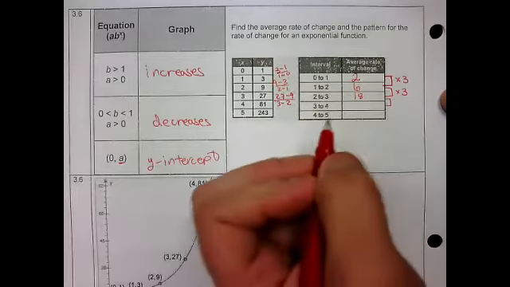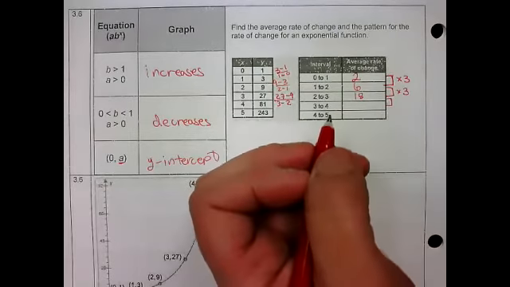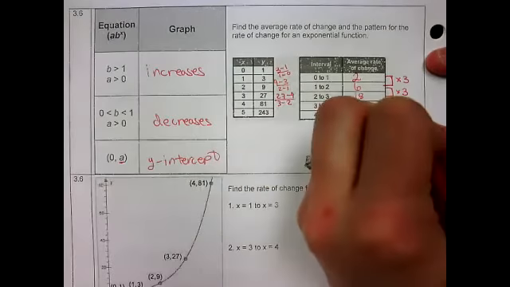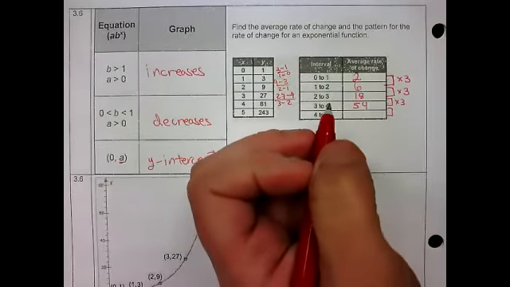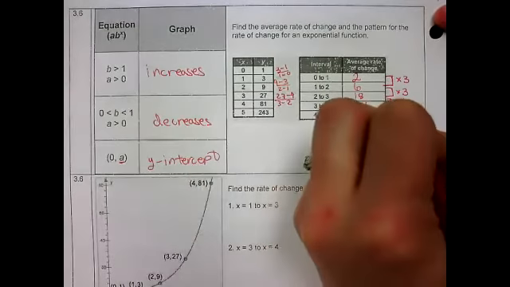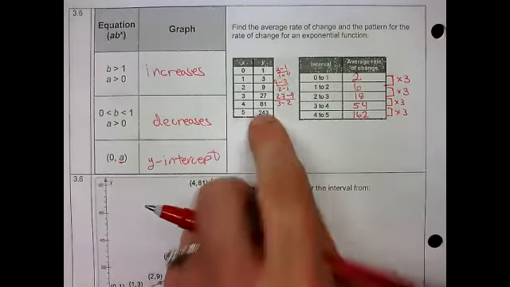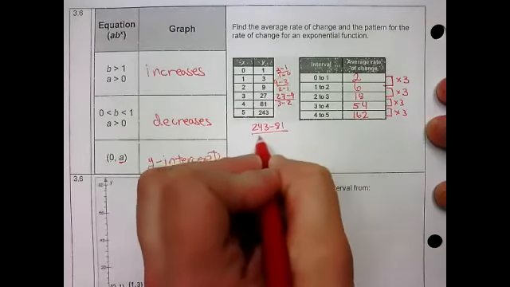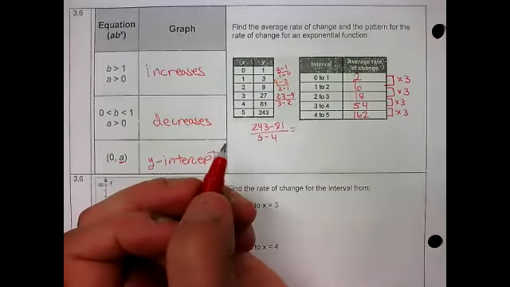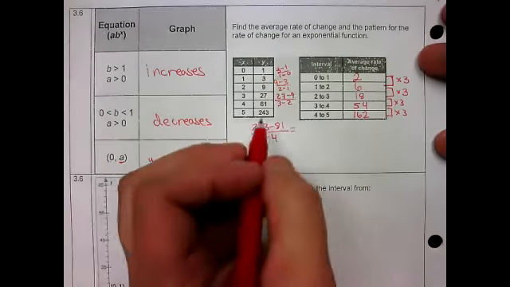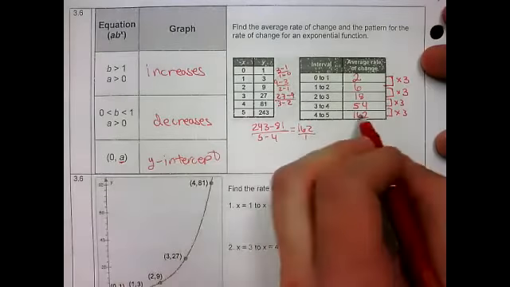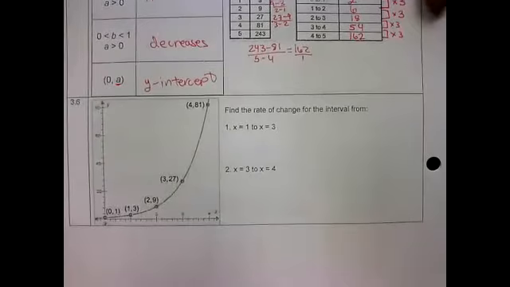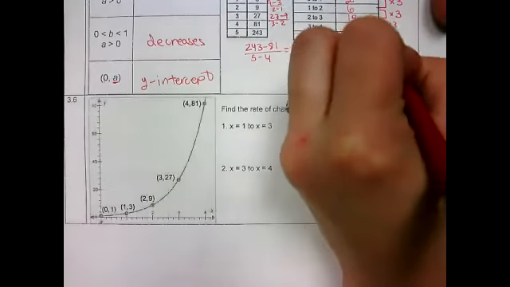So 18 times 3, once again, we could continue to do our slope formula, or we could multiply by 3 and we get 54. And then 54 times 3 gives us 162. Just to show you, I'm going to do 4 to 5 by hand: 243 minus 81 over 5 minus 4. Well, 243 minus 81 is 162 over 1, which is 162. And once again, that's called a ratio of change.